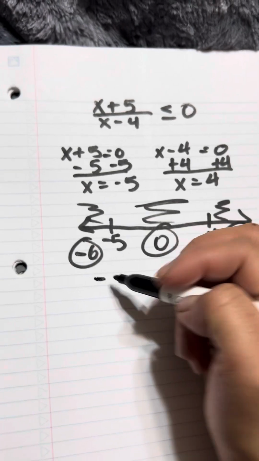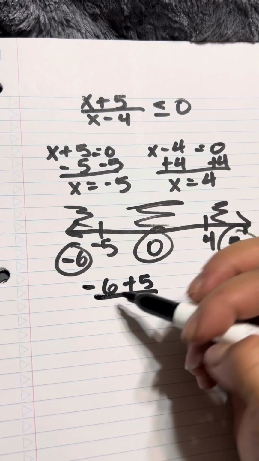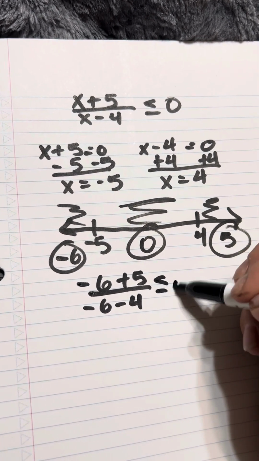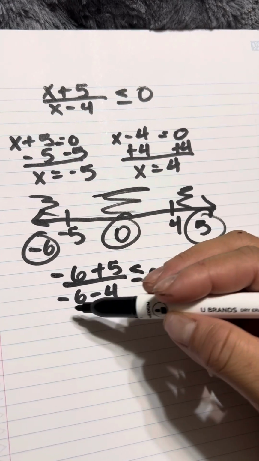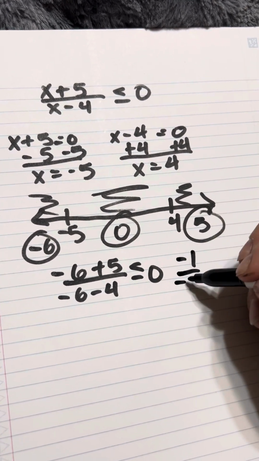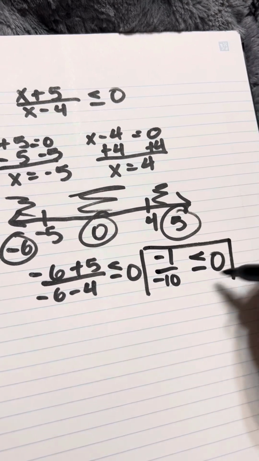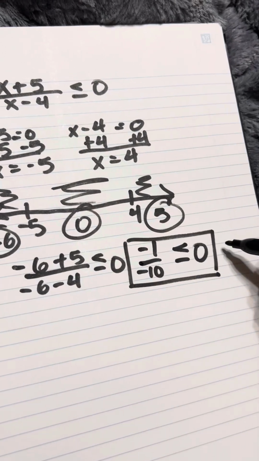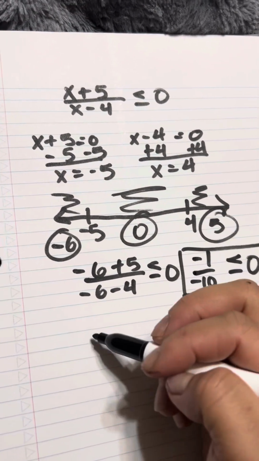So if we have -6 plus 5 over -6 minus 4 less than or equal to 0, -6 plus 5 is -1. -6 minus 4 is -10, less than or equal to 0. And now you ask yourself, is that a true statement? Is -1 over -10 less than or equal to 0? Answer is yes.